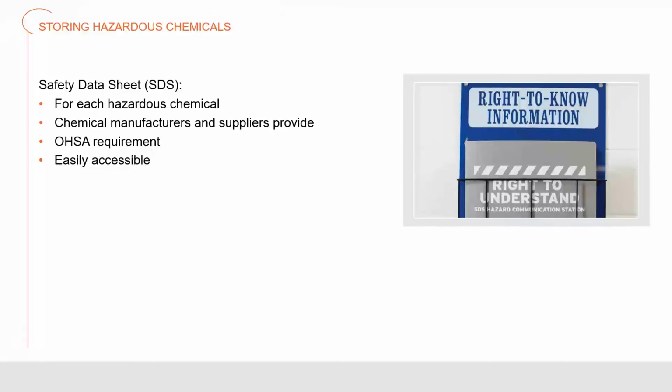OSHA also requires chemical manufacturers and suppliers to provide a safety data sheet, or SDS, for each hazardous chemical they sell. SDSs are often sent with the chemical shipment. Purchasers can also request them from suppliers and manufacturers. Employees have the right to see the SDS for any hazardous chemical they work with, so sheets should be kept where employees can access them.